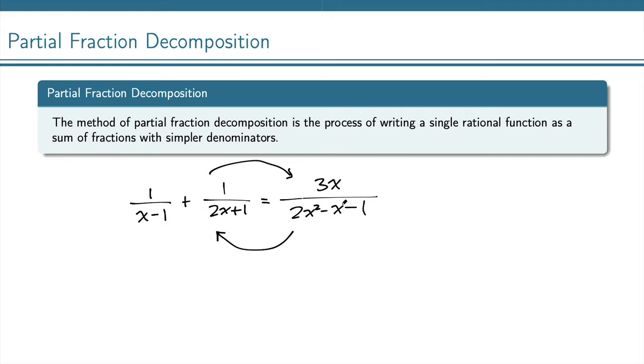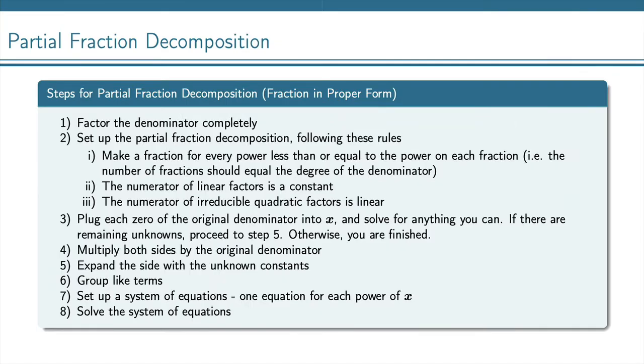It's where we take a single rational function and write it as a sum of fractions with simpler denominators. This process we can do by following this list, which is quite involved actually. So you'll want to have this list somewhere where you can easily access it, because the process is pretty involved and depends on the type of rational function that you have, specifically the denominator and the factored form of it.